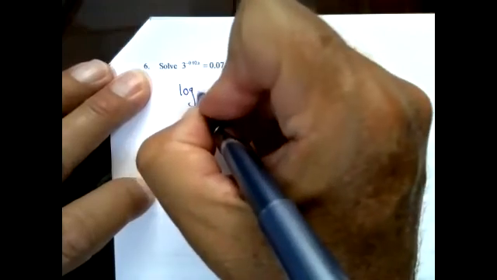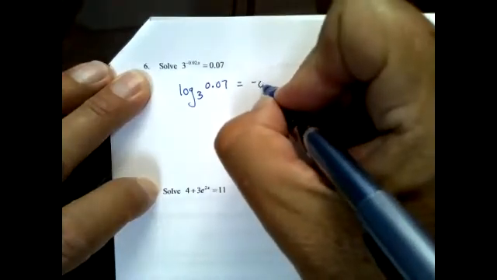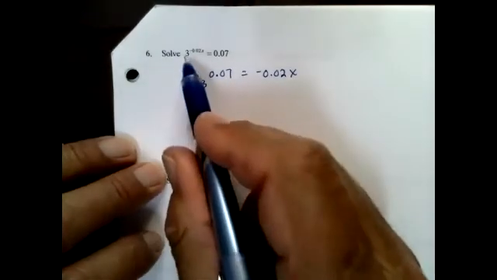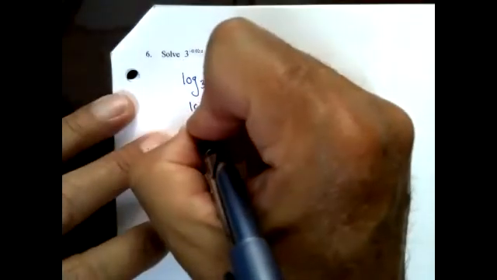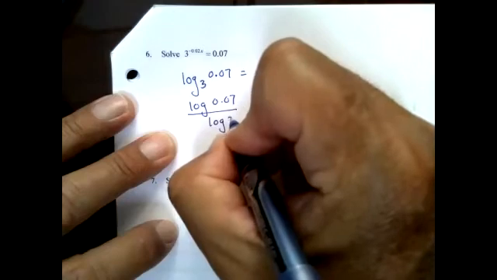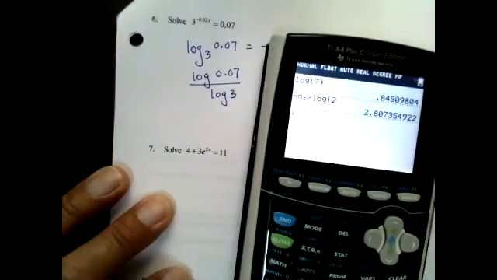Log base 3 of 0.07 equals negative 0.02x. This is my base, log base 3 of that. So this is the same as log of 0.07 divided by log of 3. If I do that on the calculator, I do log of 0.07, get its value, divide by log of 3, and I get negative 2.421.